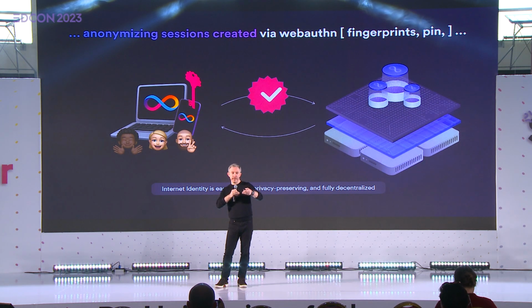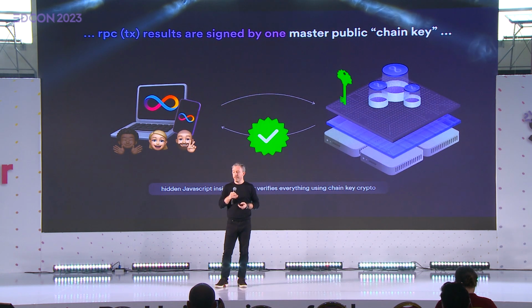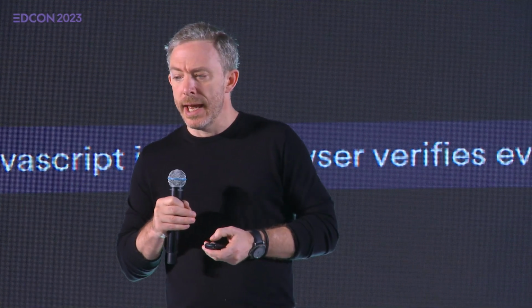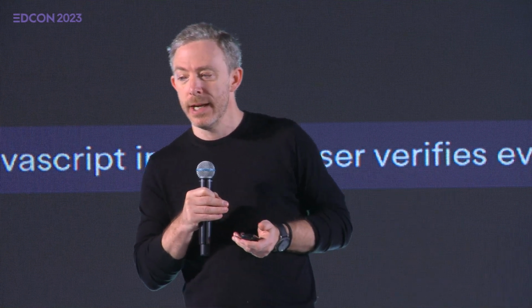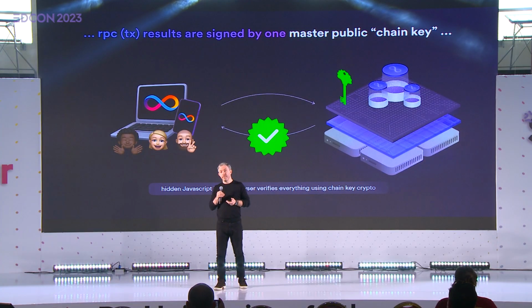So as you interact with the Web3 service, that's obviously generating transaction calls, right, remote procedure calls. That's hidden because you created a session. And this is where it gets kind of interesting. The results of these RPC transaction calls are signed by the blockchain using a single master public chain key.